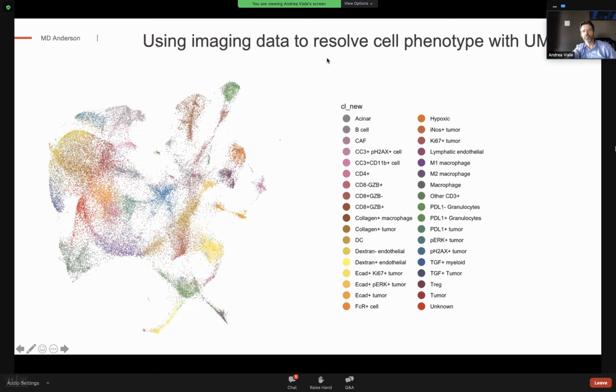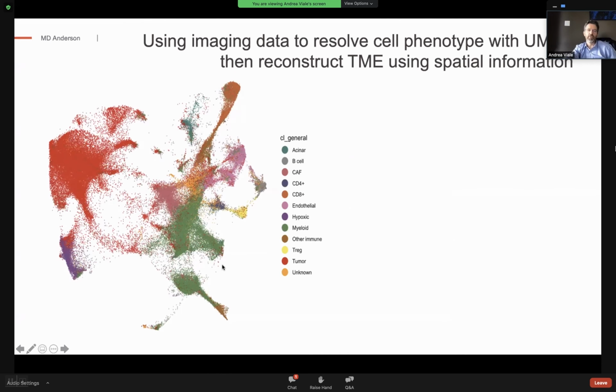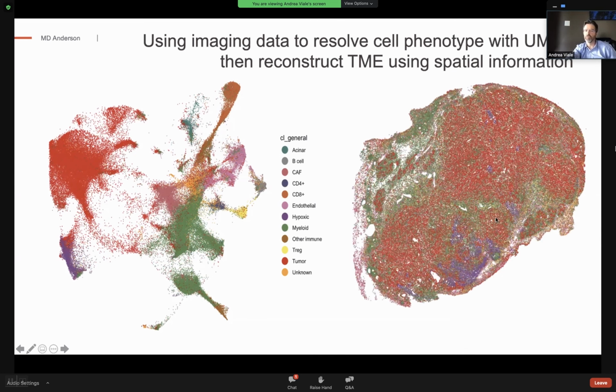For instance, here he was able to resolve cell phenotype using UMAP. These data are not transcriptomic data, these are imaging data. And then, just for the sake of representation, we can merge different populations. And obviously, since we have the spatial information, we can reconstruct the entire structure of the tumor and know exactly where these populations of cells are.